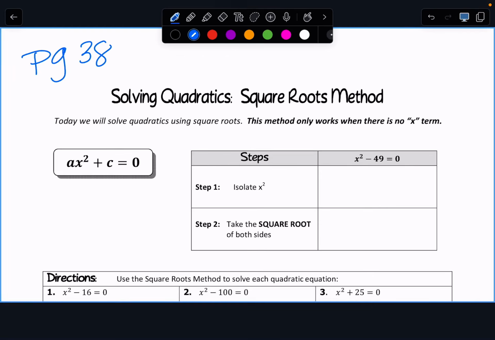Last day of notes together. We're going to talk about the square root method.